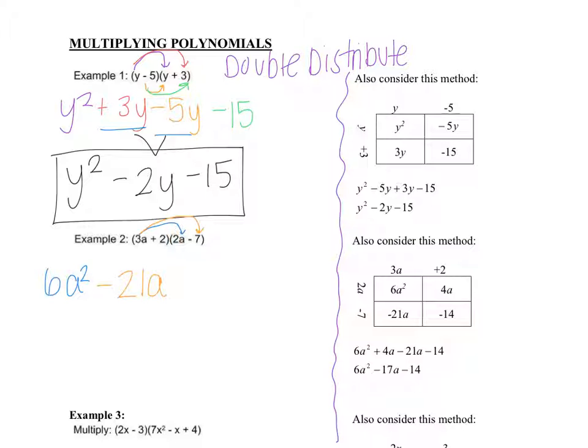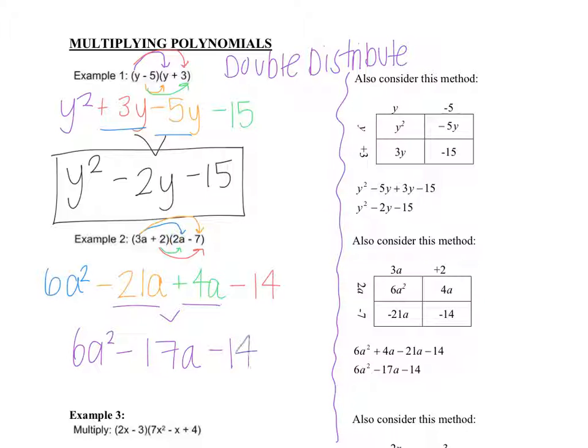Then I deal with the 2, the second term in the first parenthesis. And I have 2 times 2a, which is positive 4a. And then I have 2 times negative 7, which is negative 14. And again, I'm going to combine like terms. I have negative 21a and positive 4a. So keep 6a squared, combine to get negative 17a, and then carry down your minus 14.